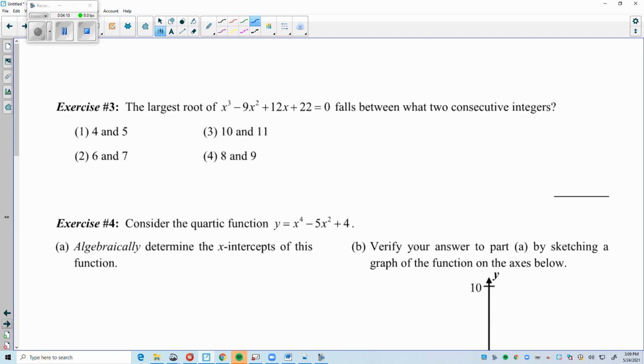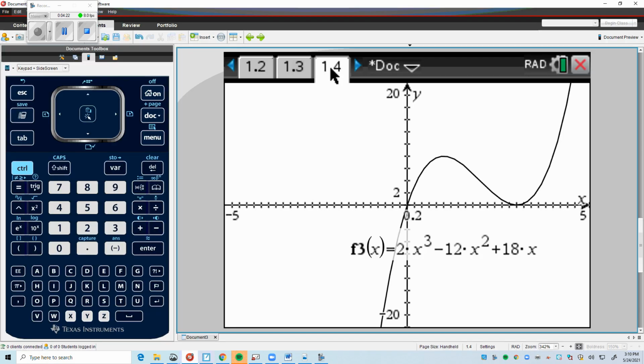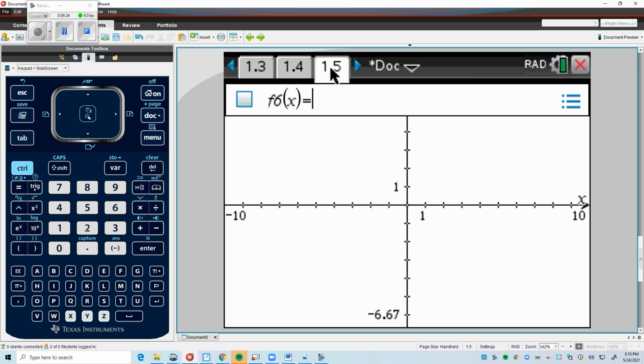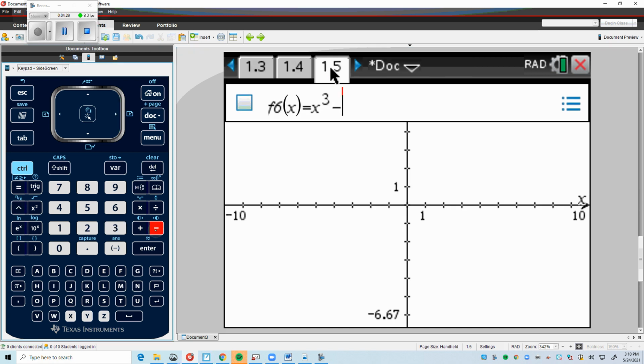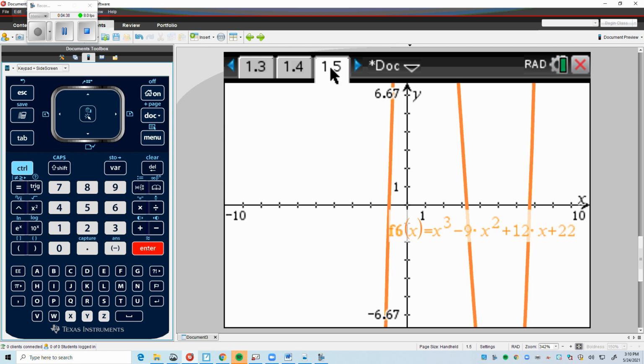Okay, so now we have for number 3, the largest root falls between what two consecutive integers? Well, for now what we could do with this, you could try and factor by grouping, that's an option. You could also graph it. Okay, so if we were to graph this out, so we have x cubed minus 9x squared plus 12x plus 22. And I'm trying to find where it's crossing on the x-axis and between what two consecutive integers, my largest one.